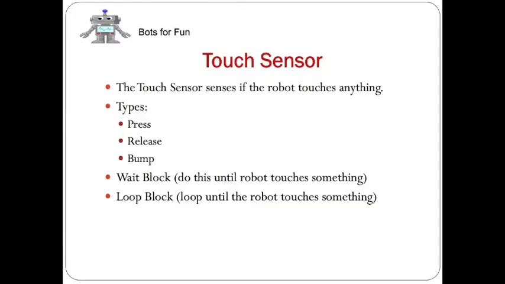Let's review what we've learned so far about the touch sensor. We've learned that the touch sensor senses if the robot touches anything. There are 3 ways it can sense something touching the robot: press, release, and bump. Finally, there are 2 ways you can use the touch sensor. You can use it in the wait block and loop block.